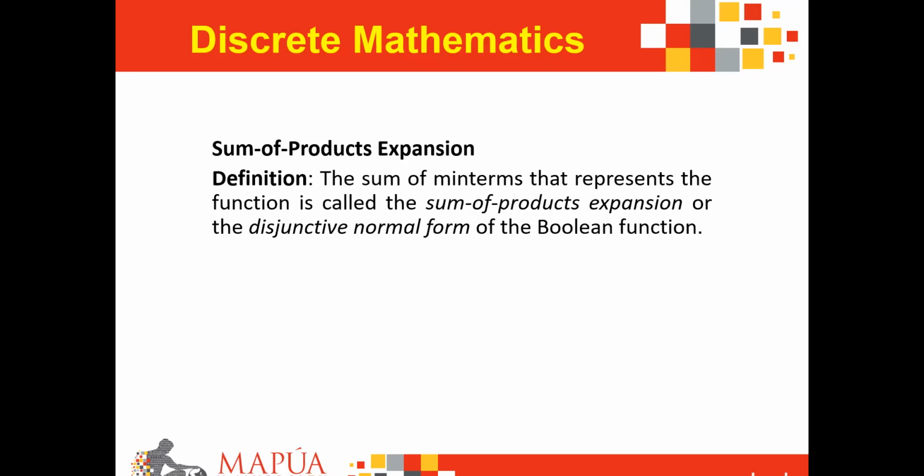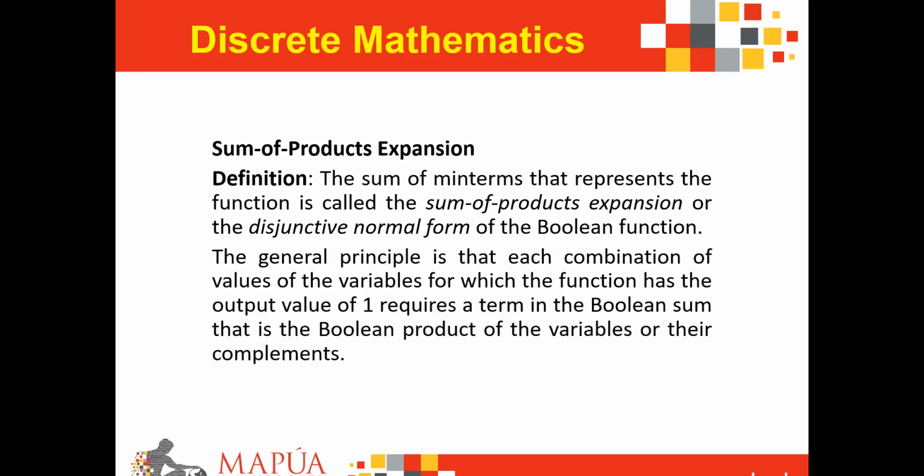Your min term follows what you call the sum of products expansion, whereby the sum of the min terms represents the function, which is called the sum of products expansion, which is in the disjunctive normal form of your Boolean function. The general principle is that each combination of the values of your variables for which the function has the output value of 1 requires a term in the Boolean sum that is the Boolean product of the variables or their complements.